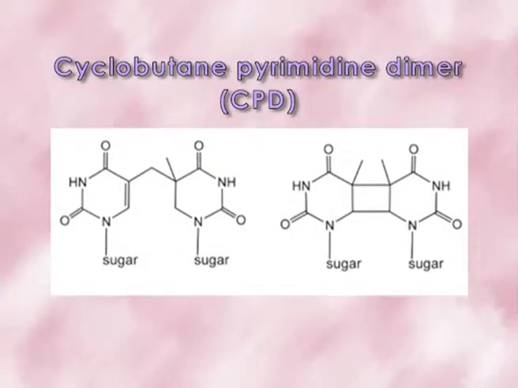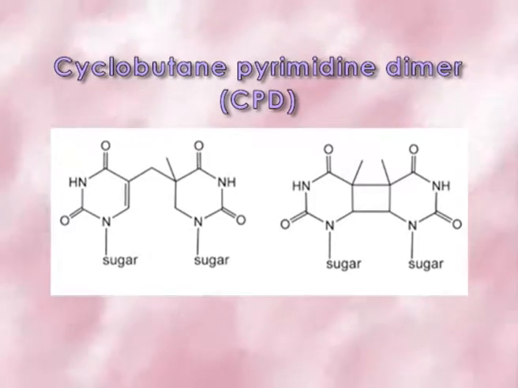Number 1 type includes the CPD, cyclobutane pyrimidine dimer, which comes from the C double bond C, and it gives rise to covalent bond formation called a pre-mutagenic lesion, but that can be repaired by excision repair and photolyase repair.